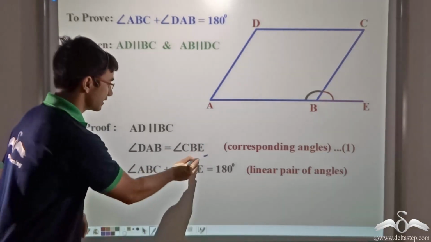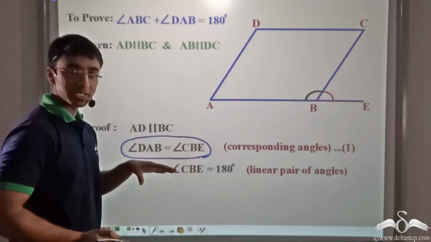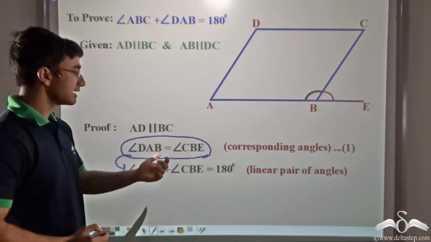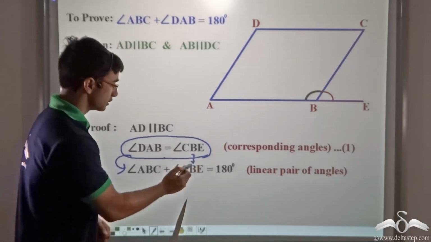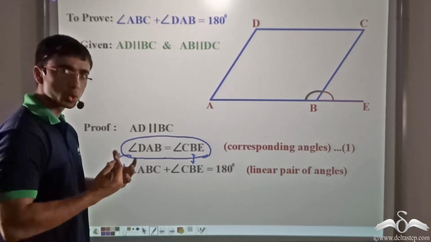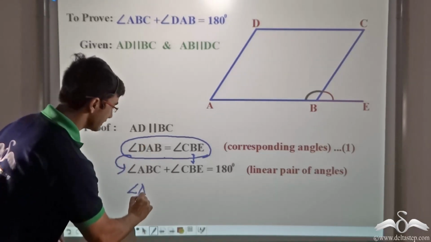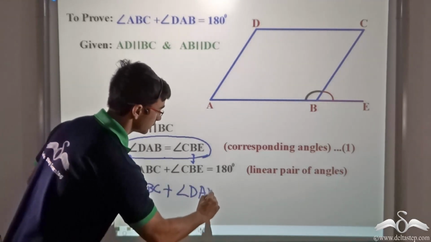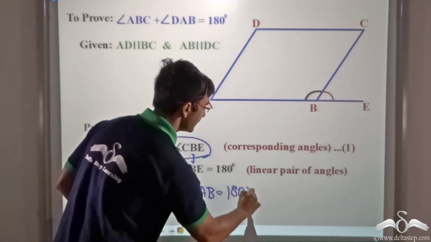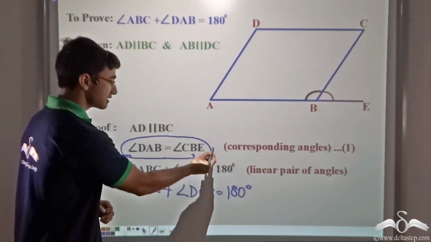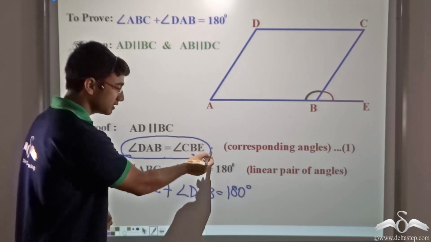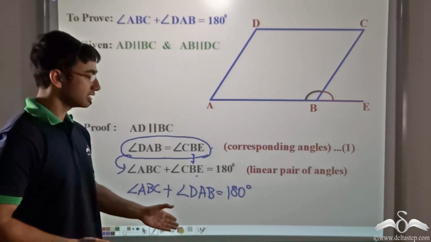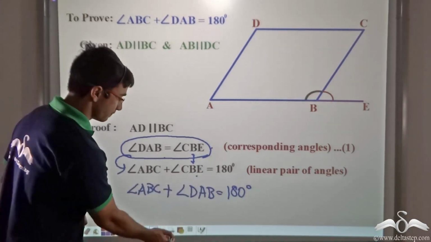Now look at this particular equation which we had obtained earlier and use this value in this equation. So I can replace the value of CBE with angle DAB, and what do I obtain? I obtain angle ABC plus angle DAB is equal to 180 degrees. I merely replace the value obtained from this equation into this equation, and I obtain angle ABC plus angle DAB is equal to 180 degrees.